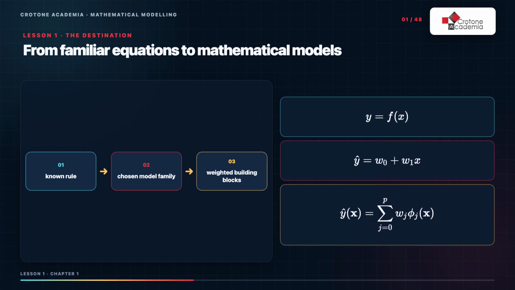We observe examples of inputs and outputs, choose a family of possible relationships, and determine the parameters that select one member of that family. Our final destination is a powerful structural idea. A complicated function can be represented or approximated by a weighted combination of simpler functions. This same pattern connects elementary straight lines to polynomial models, Taylor expansions, and Fourier series.